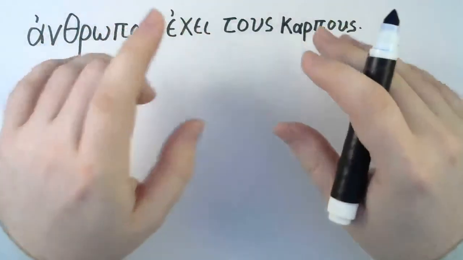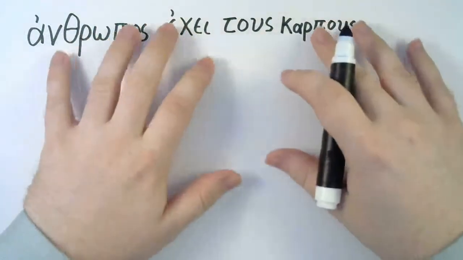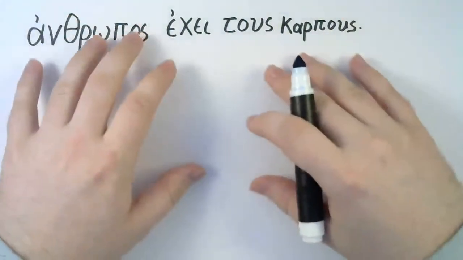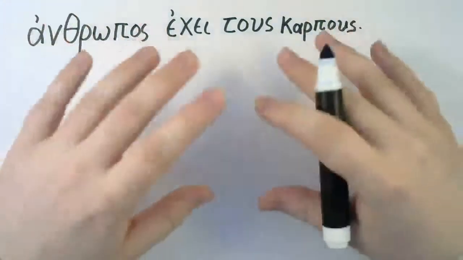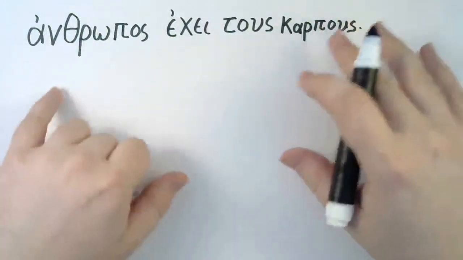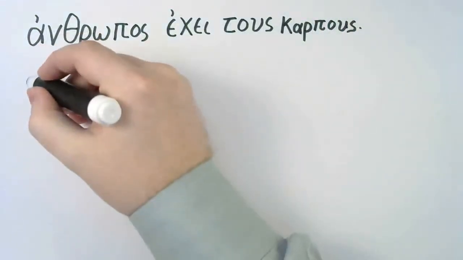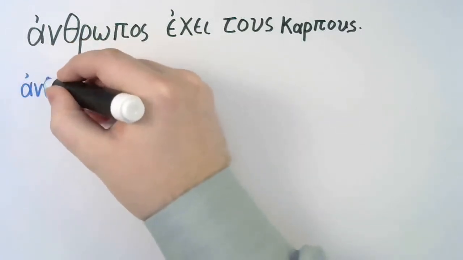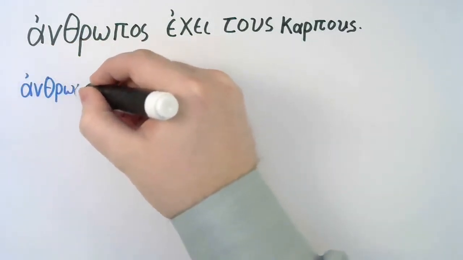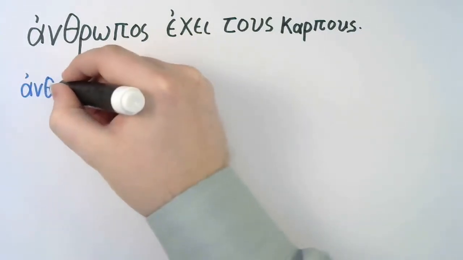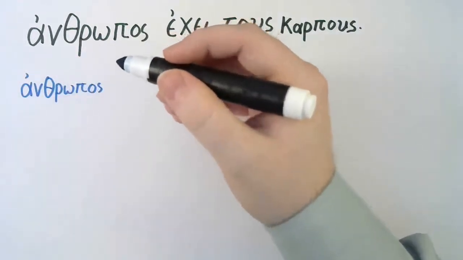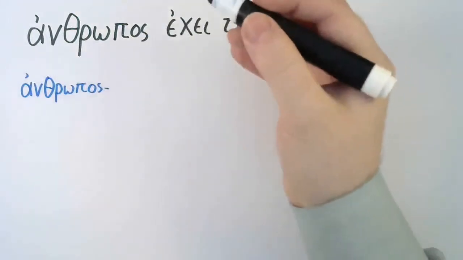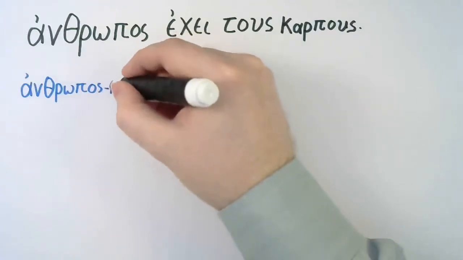First thing we're going to do is we're going to parse it. Okay, when we parse a sentence, we take each word and we parse the words individually. Sometimes you'll hear the term locate, but parse is more standard. So first of all, we're going to take the word anthropos. Now, when parsing nouns, we need some information. First of all, we need to know what part of speech it is. It is a noun.